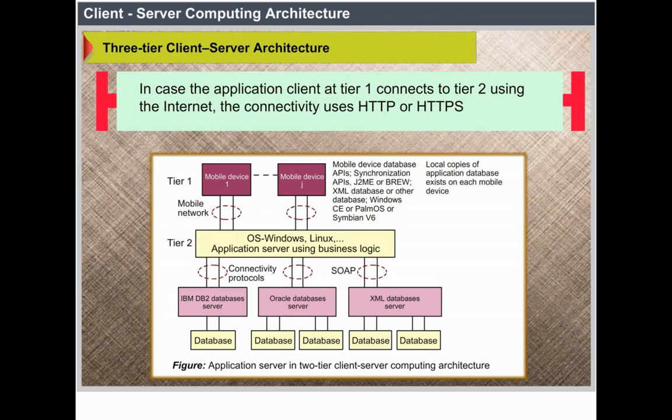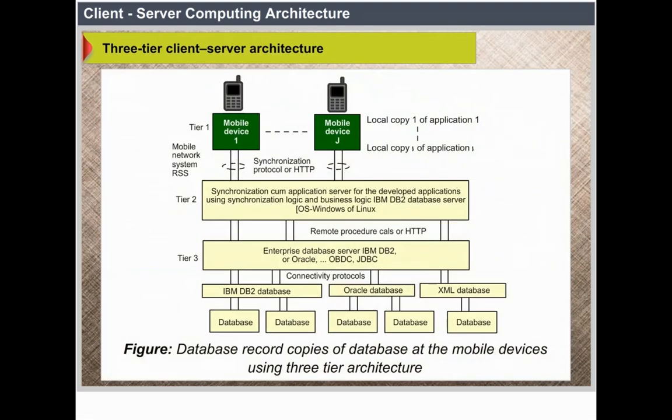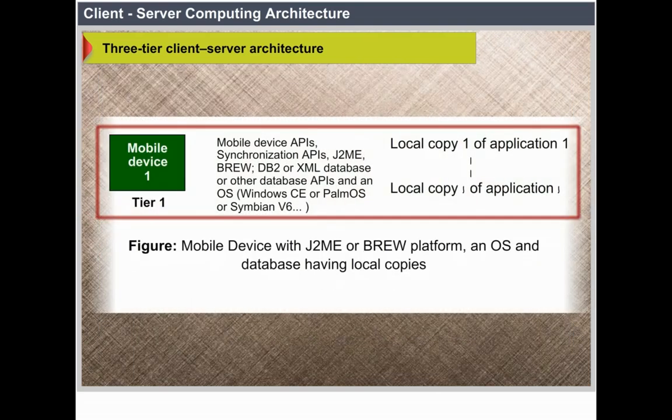In case the application client at Tier 1 connects to Tier 2 using the Internet, the connectivity uses HTTP or HTTPS. Figure shows database record copies of the database at the mobile devices using 3-tier architecture. Figure shows a mobile device with J2ME or BREW platform, an OS and database having local copies.